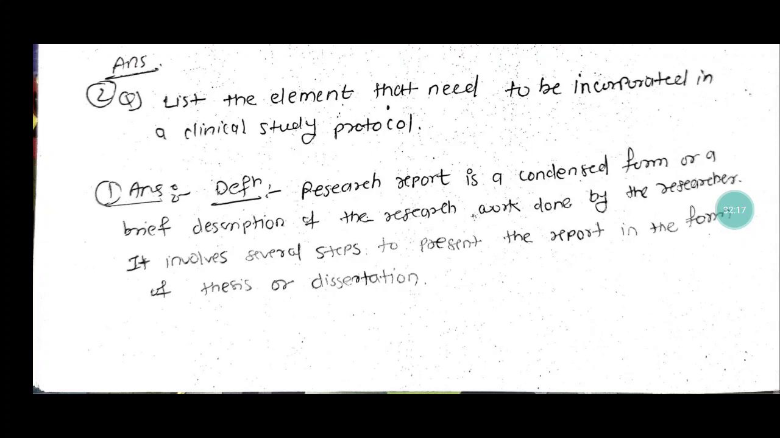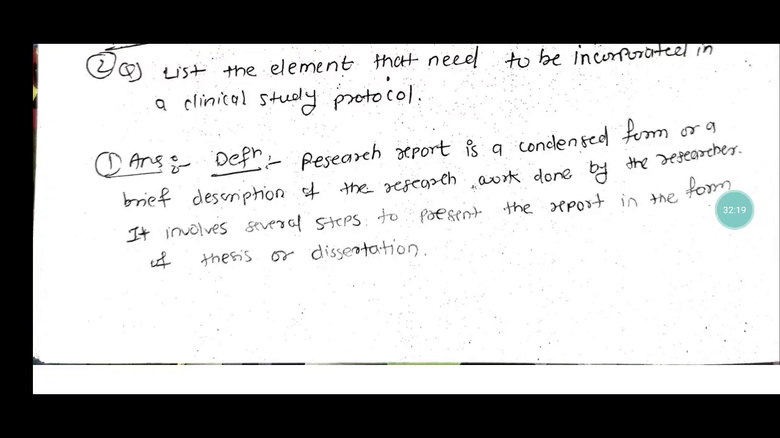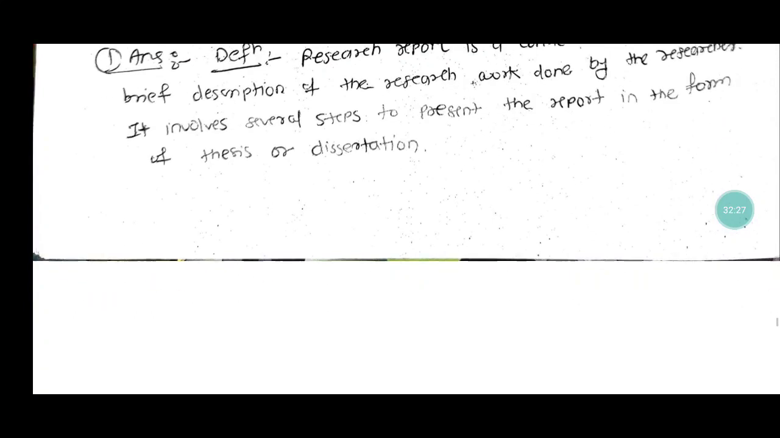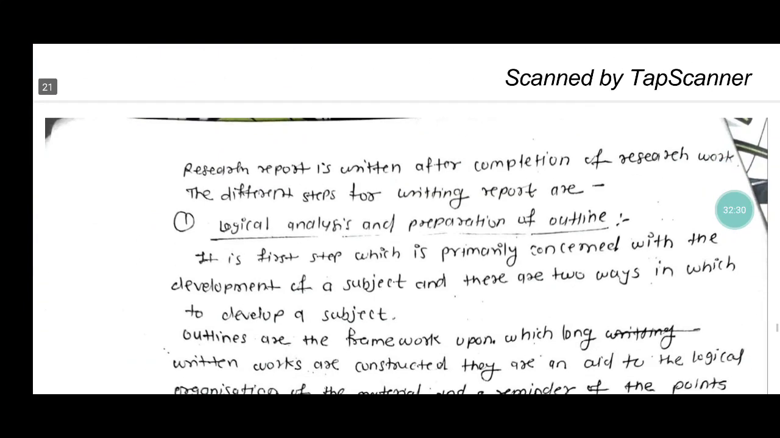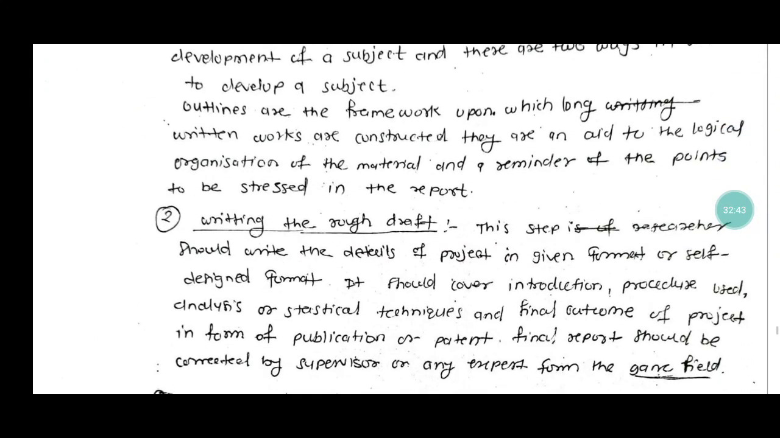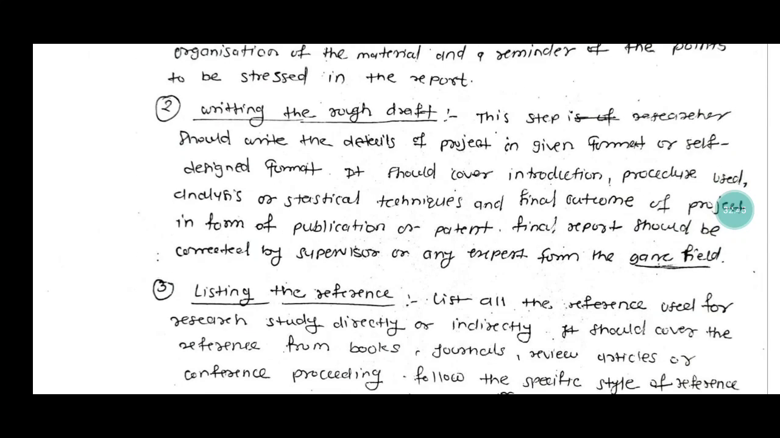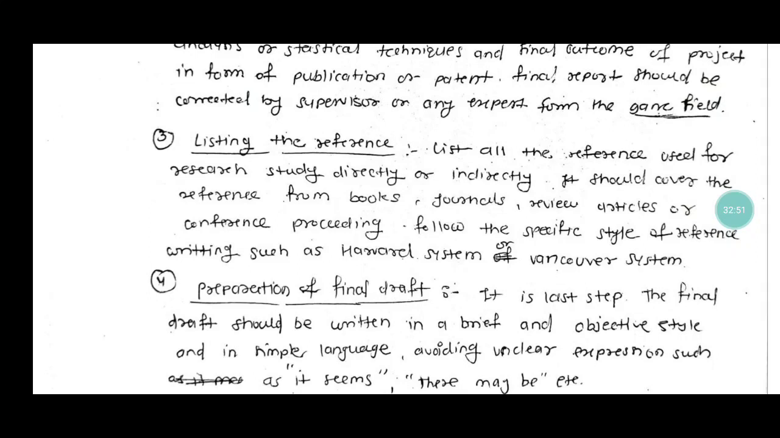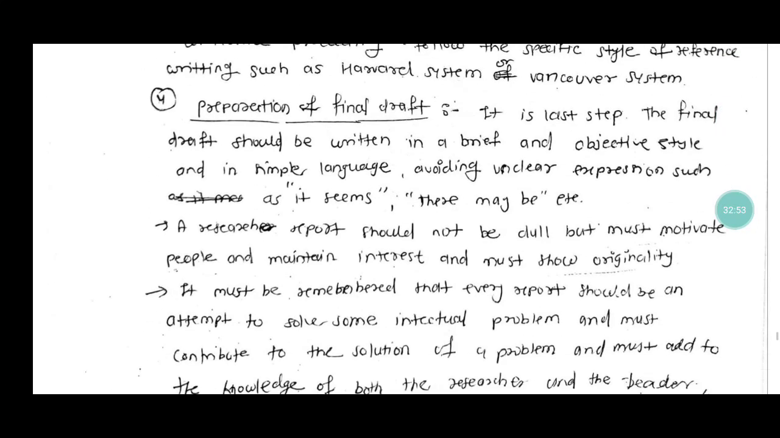Research report is a condensed form of a brief description of the research work done by the researchers. It involves several steps to present the report in the form of a thesis or dissertation. So in that, the different types of report writing are available. In that, number 1, logical analysis and preparation of outline. Number 2, writing the rough draft, listing the references and preparation of the final draft.